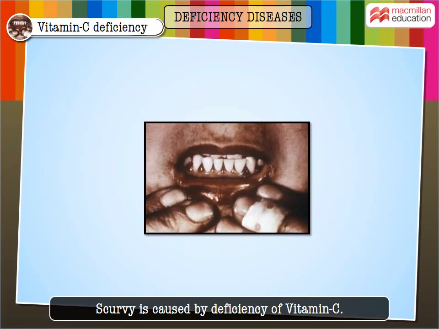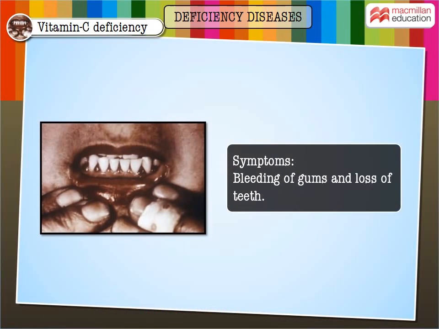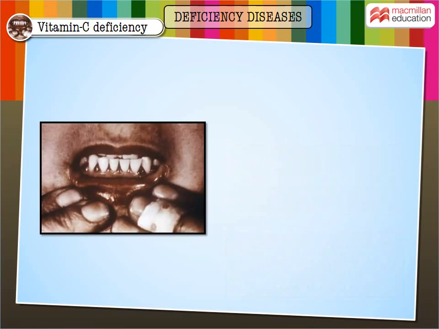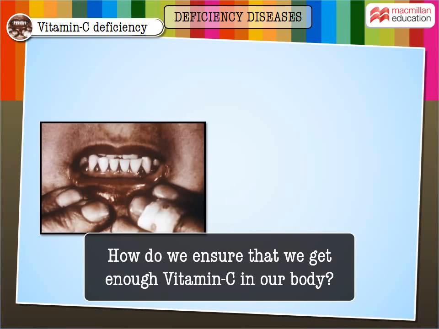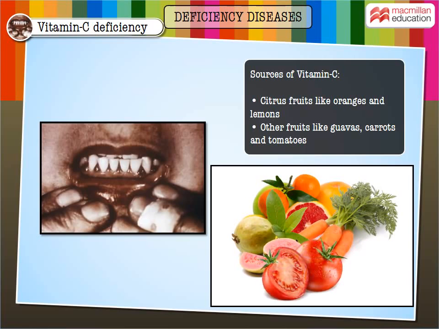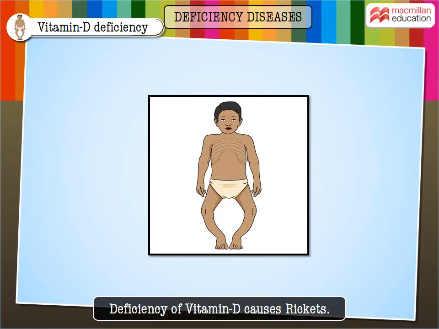Scurvy is caused by deficiency of vitamin C. People suffering from scurvy start bleeding from their gums. In extreme cases, they may even lose their teeth. So how do we ensure that we get enough vitamin C in our body? Eat citrus fruits like oranges and lemons, and other fruits like guavas, carrots, and tomatoes, which are excellent sources of vitamin C.